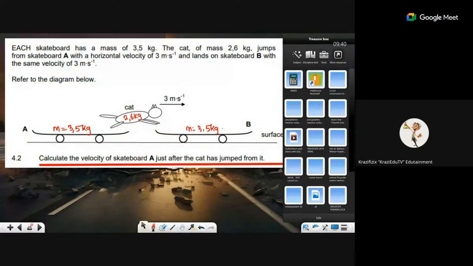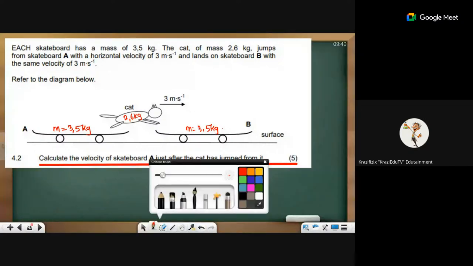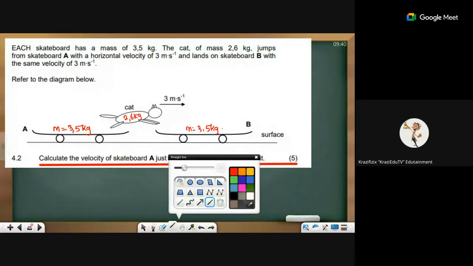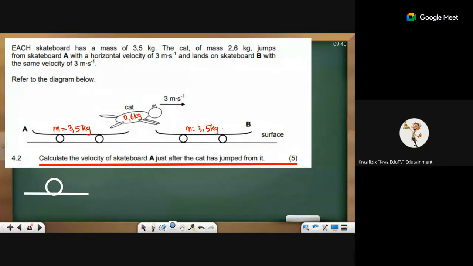Let's see. What do we know about the cat? What are we looking for? We are looking for the velocity of skateboard A. In this case, we've got nothing to do with B. Here is my skateboard, and my cat is circular. Don't worry about the shape of the cat. At the end, we have a cat that has jumped away, and a separate skateboard. Let's call the cat object one and the skateboard object two.